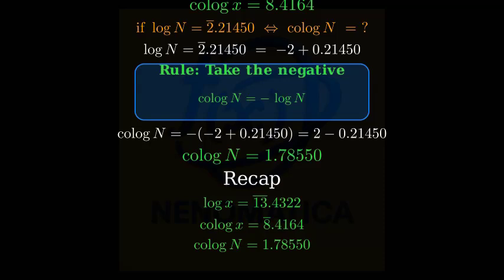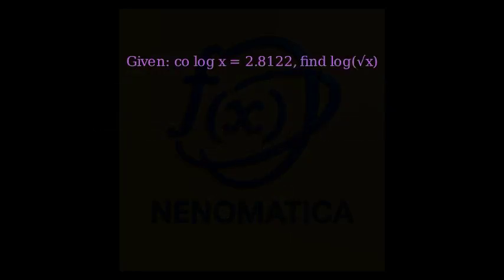Practice by creating your own numbers and converting between negative decimals and the bar notation. In this example, we will use the definition of the cologarithm and the power rule to compute log of the square root of x, given colog x equals 2.8122.